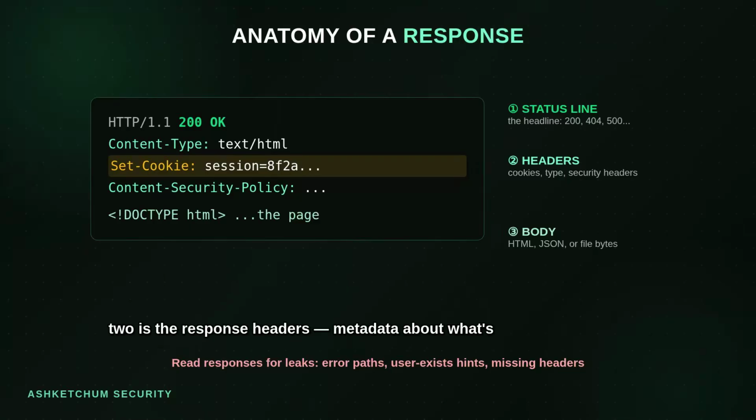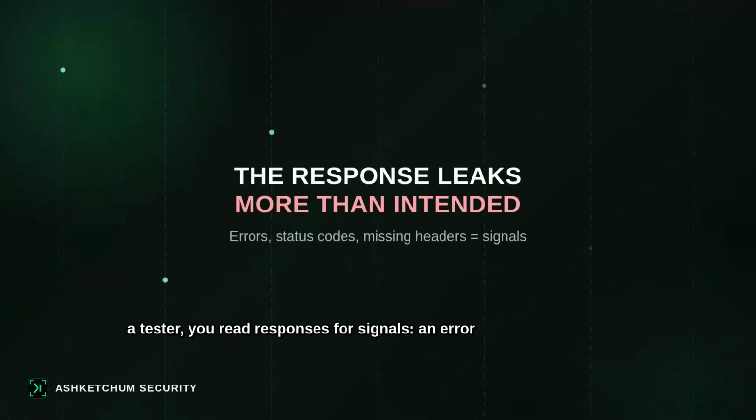That number is the headline of the whole response. Part 2 is the response headers, metadata about what's coming back. Content type tells your browser whether this is HTML, JSON, or an image. Set-Cookie hands your browser a cookie to store. Location tells it where to redirect, and a family of security headers quietly control what the page is allowed to do. Part 3, after the blank line, is the body, the actual content, the HTML of the page, the JSON from an API, the bytes of a file.